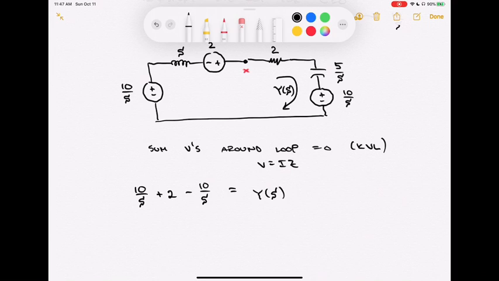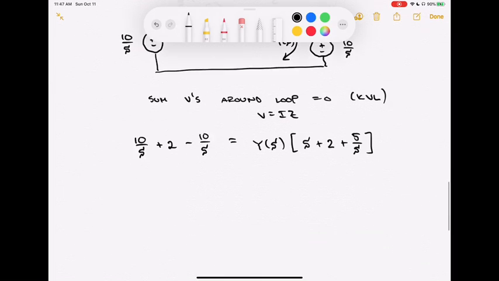And then that Y of S needs to be multiplied by the various impedances. The first one is going to be S, right? And then 2, and then 5 by S, right? We just add those impedances together for these guys in series, all shared by the same current. Okay, now I have a very simple equation, right? All I see in this one is the variable of interest, although it's in the transform domain. I see Y of S, which I should be able to solve for. I'm going to go ahead and try to do that.